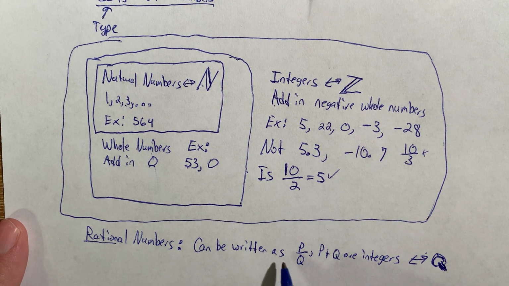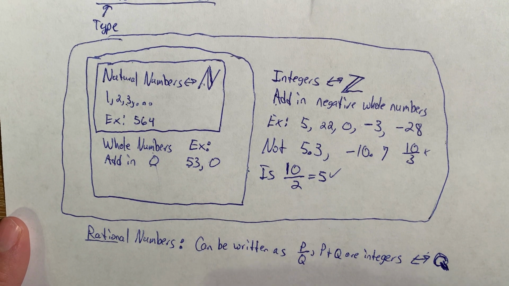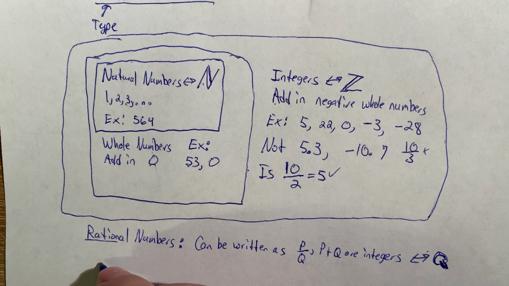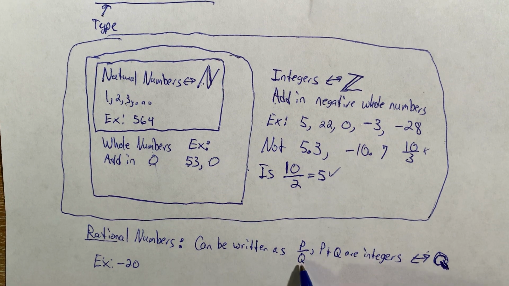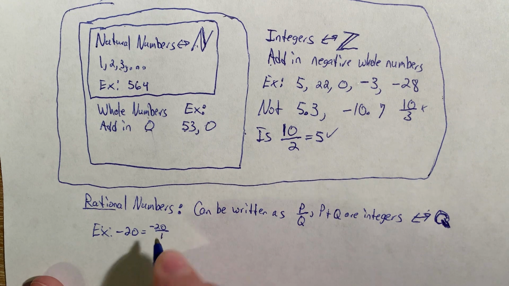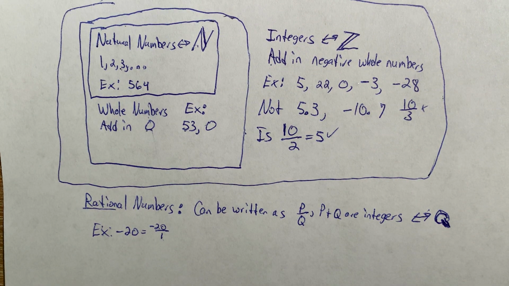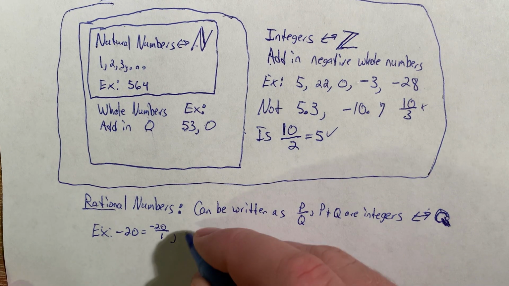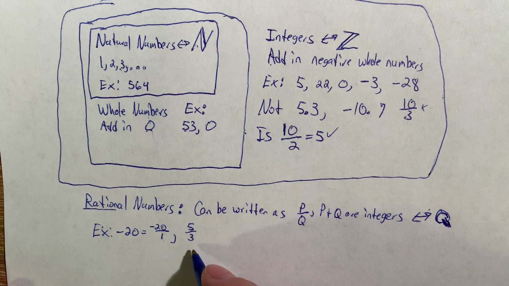It may not be obvious right away, but all integers are rational because you can make any number, like for instance the number -20, by dividing two integers, because you could just do -20 divided by 1. You can always divide by 1, and so all integers are also rational numbers. But now we include things like 5/3, which is not a whole number.